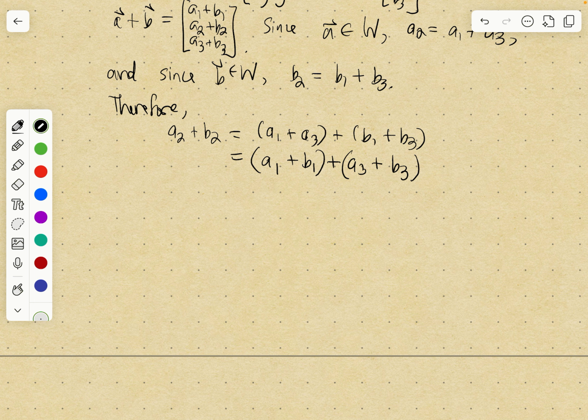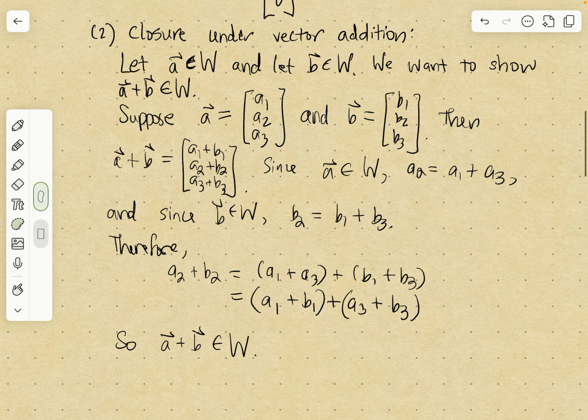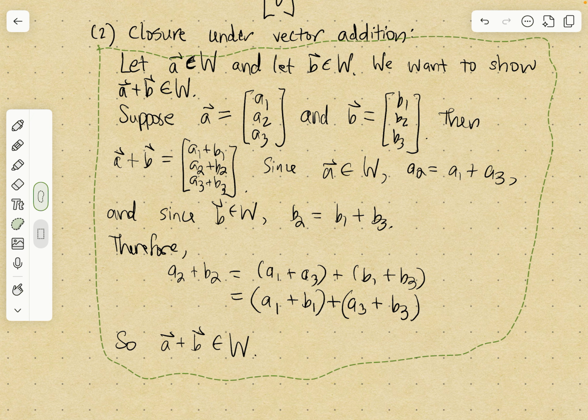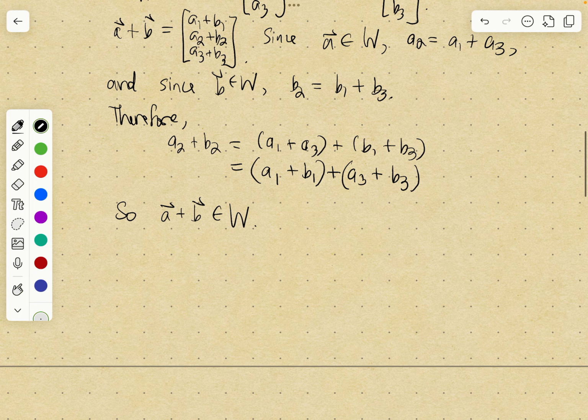And that shows that the sum, A plus B, is an element of W, because I've written the second component as the sum of the first and third components of A plus B. So this is the proof. Okay. This proves that the set is closed under vector addition, and just to be clear, we could even say therefore W is closed under vector addition.